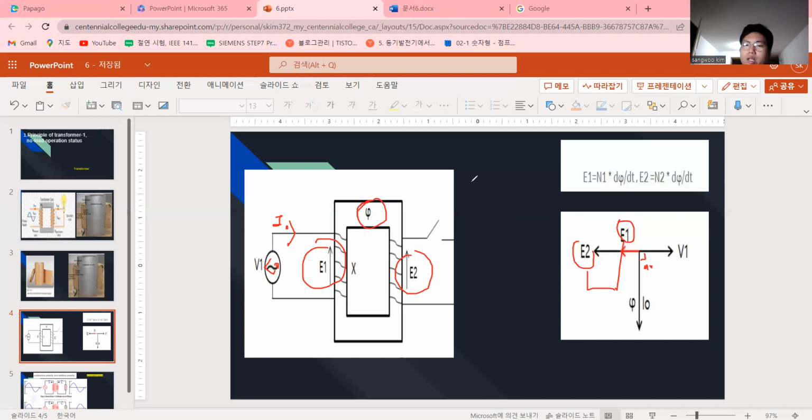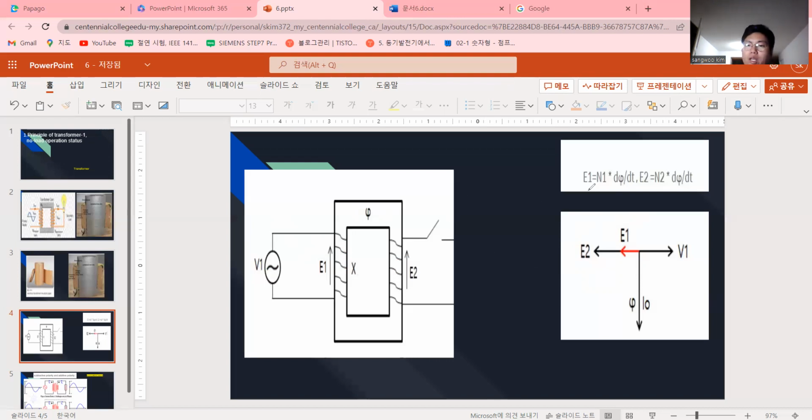As we learned from Faraday's law, induced voltage is dphi/dt. As time goes by, if the phi is changing, the E is induced. That's why. So this is the general situation at the no-load condition of the transformer: the phase, the current and induced voltage, and how it works.